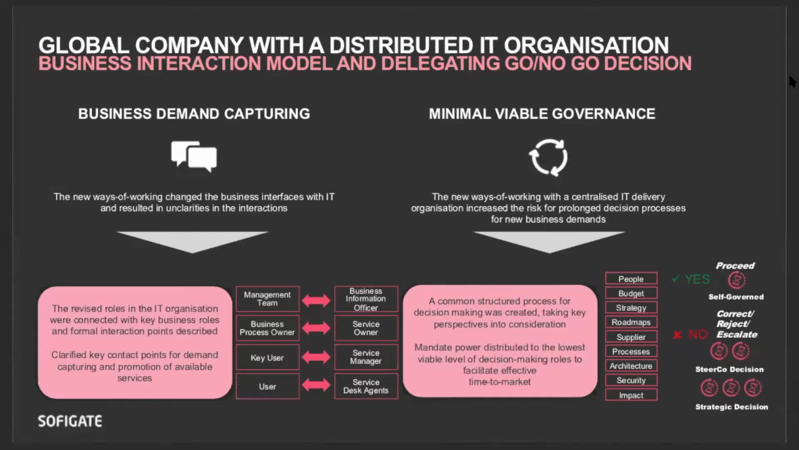So it was self-governed. If there was a no to any of these questions, either you would go back and look at the solution, see whether you could correct it or not. The demand might be rejected or escalated first to the steer co for decision. And if even further escalation was needed, it was moved into more strategic decision for the portfolio. Yes, those were 2 examples from the demand to request flow. So by this, we're ready for development.